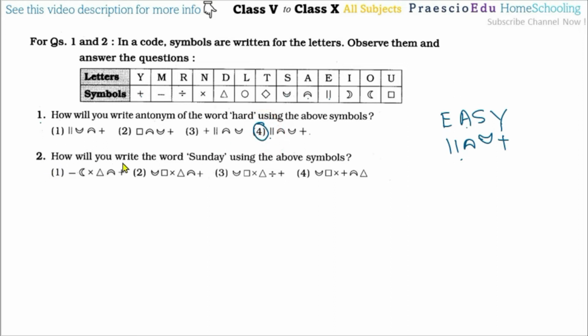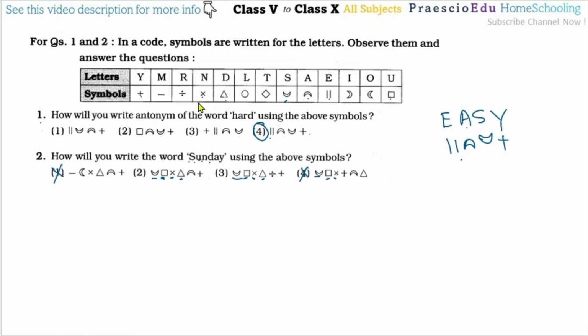Then question number 2: how will we write the word Sunday using the above symbols? S is here, so this symbol is at the start, here, here and here. Option number 1 is a different one. Now U is a square-like symbol, so here the square, here also square, and here also square. Then N means this cross one, here the cross, here the cross, and here also the cross. Then D means this triangular form, here triangular, here also triangular, but here it is different, so option number 4 is incorrect. Then we will check option number 2 and 3.